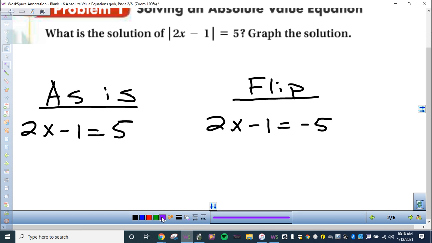So we are going to just solve these things. Add 1. We can do that on both the left and right equation. So we'll just add 1 to both sides.